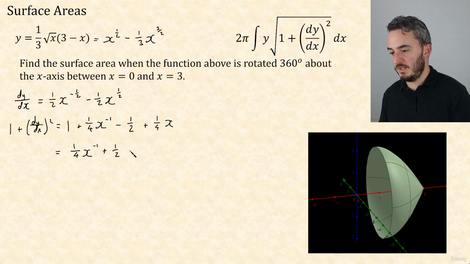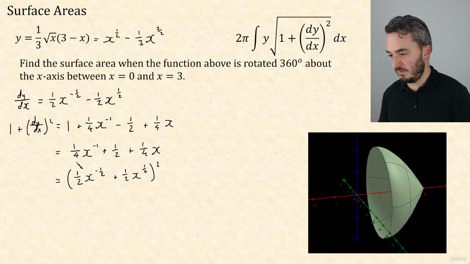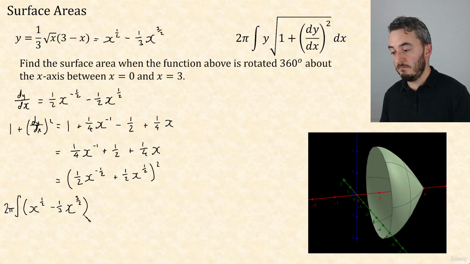So all that's changed is the central half has gone positive, which means that this is half x to the minus a half plus a half x to the half, squared. And that's good because I need to square root it. So our area is 2 pi times the integral of y, which is that original function up there, x to the half minus a third x to the 3 over 2, multiplied by the square root of 1 plus dy by dx squared.